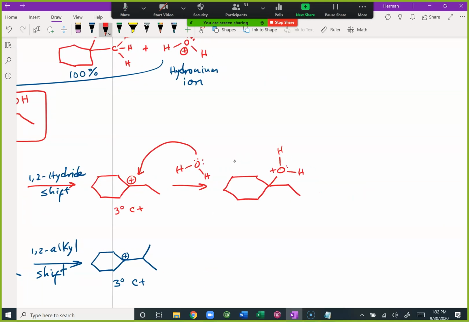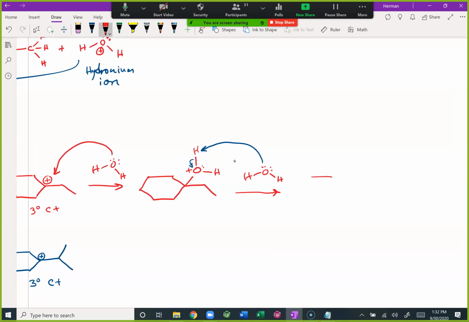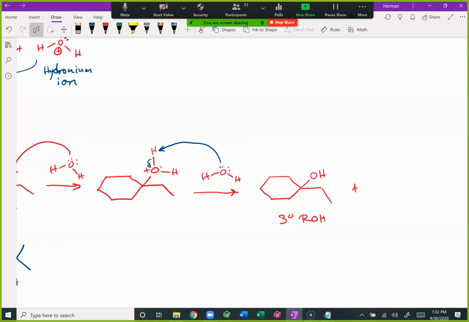And some more water comes into play here. And that's going to grab the H. Grab that H and switches those 2 electrons down to the oxygen. And you form this final product, a tertiary alcohol, plus H3O plus. Hydronium ion.